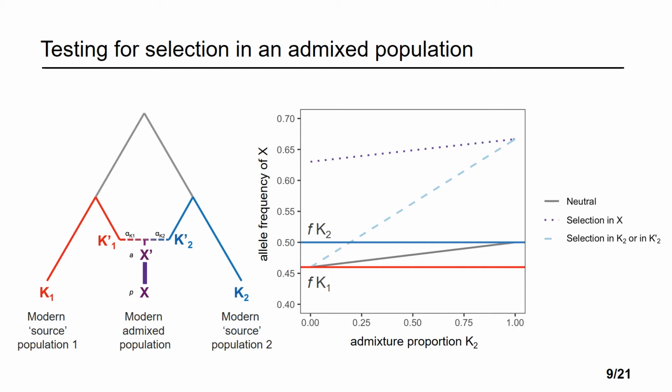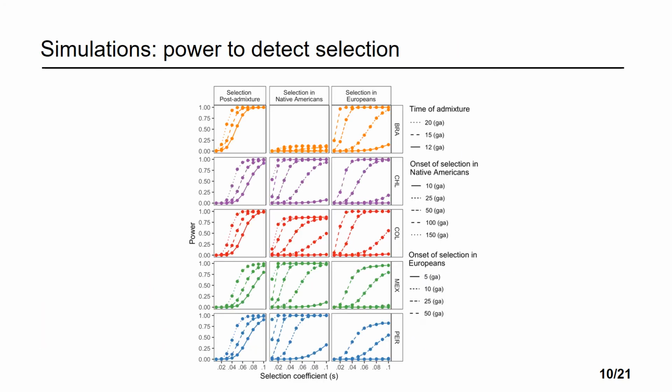And so what the method does is to compare the likelihoods of the data under these different models to classify each selected site. Before applying this method to our real data, we first evaluated the power of this method to detect selection, either post-admixture or in any of the ancestral populations. In this case, in Native Americans or Europeans only, as our 5 Latin American populations do not have high levels of African ancestry, as we saw in the admixture plot, and we would expect to have very low power to detect selection in that source population.